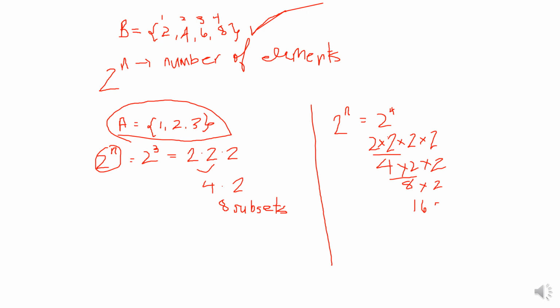So we can say that set B has 16 subsets. Even without listing all the subsets, we can actually get the total number of subsets by simply using the formula, which is 2 raised to n, wherein n represents the number of elements. Okay. And that ends our discussion or lesson about subset.